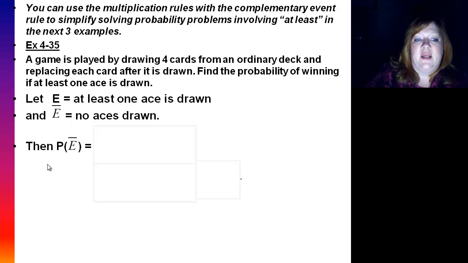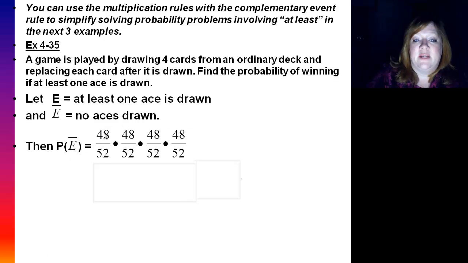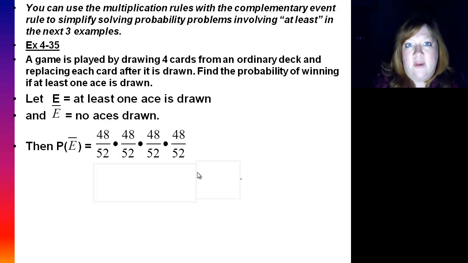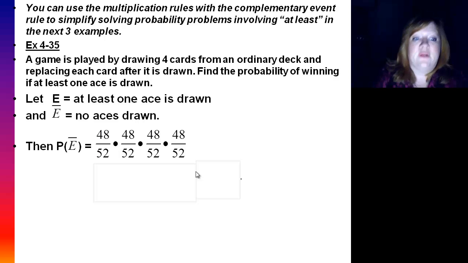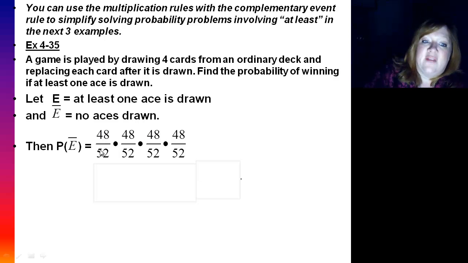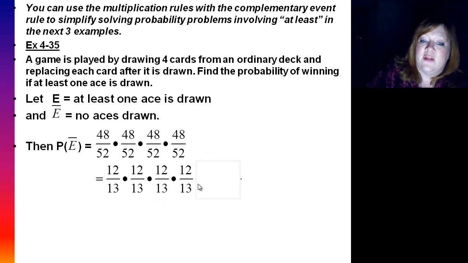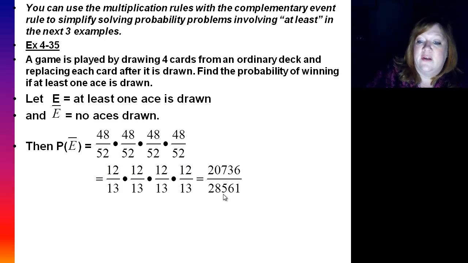So the probability of the complement of E is going to be 48 out of 52, 48 out of 52, 48 out of 52, 48 out of 52. How do you get 48? Because there's 4 aces in a deck and there's 52 cards in the deck, so 52 minus 4 is 48. So for no aces drawn you have a 48 out of 52 chance, and since we're doing 4 picks and replacing the cards, that would be our probability. I'd go ahead and reduce those, 12 out of 13, and you end up with 20,736 over 28,561. I'd probably go to a decimal at this point.